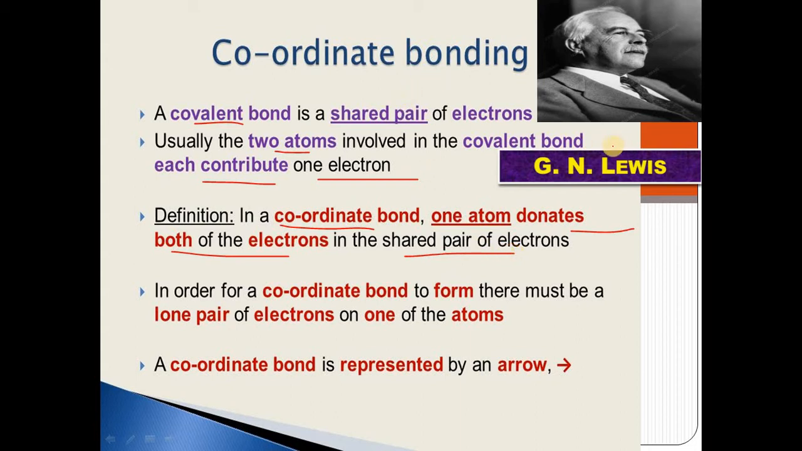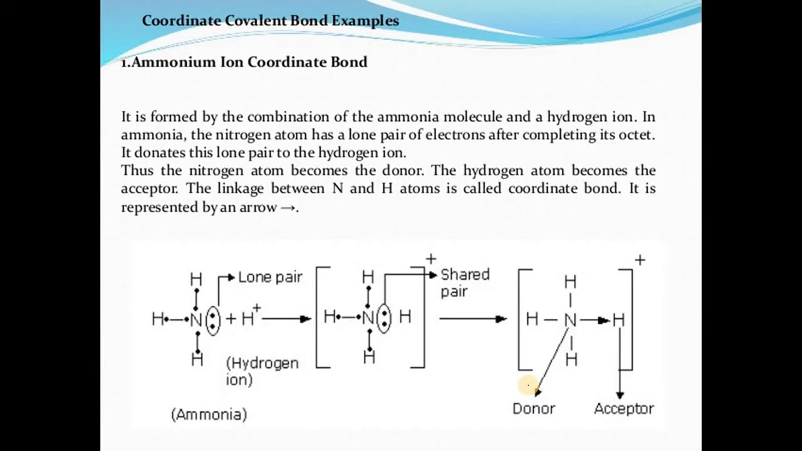This coordinate bonding was discovered by the scientist G.N. Lewis. In order for a coordinate bond to form, there must be a lone pair of electrons present on one of the atoms. A coordinate bond is represented by an arrow directing towards the atom which is vacant or requires a lone pair of electrons. In the case of coordinate covalent bond, there are some examples.